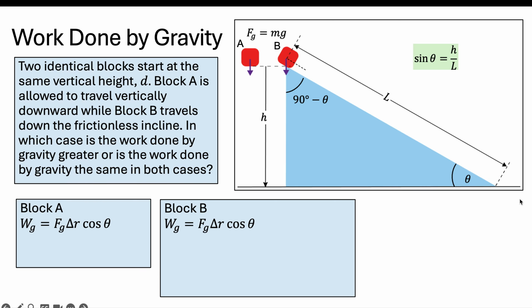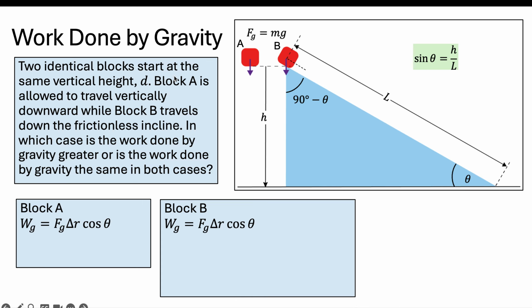And so we're going to look at the work that's done by gravity on two identical blocks. So I have block A here and block B here that's at the top of an incline. And we could imagine that we release both of these blocks from rest. And of course, block A would just travel straight down in the vertical direction. And block B would travel down the incline. And we're going to assume that we don't care about friction and that this surface is very smooth.